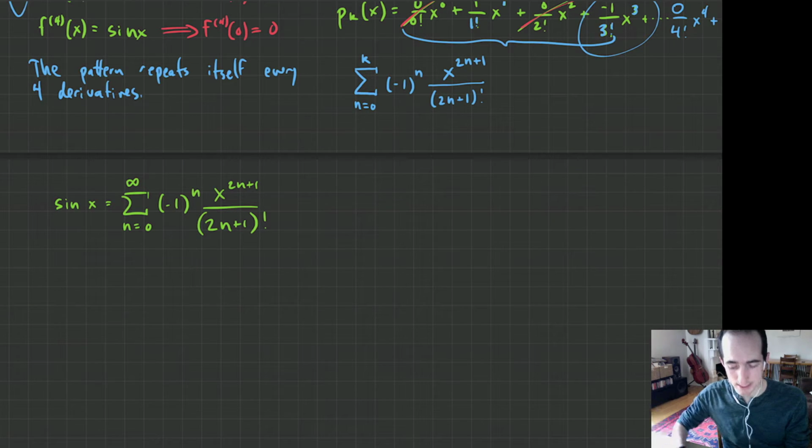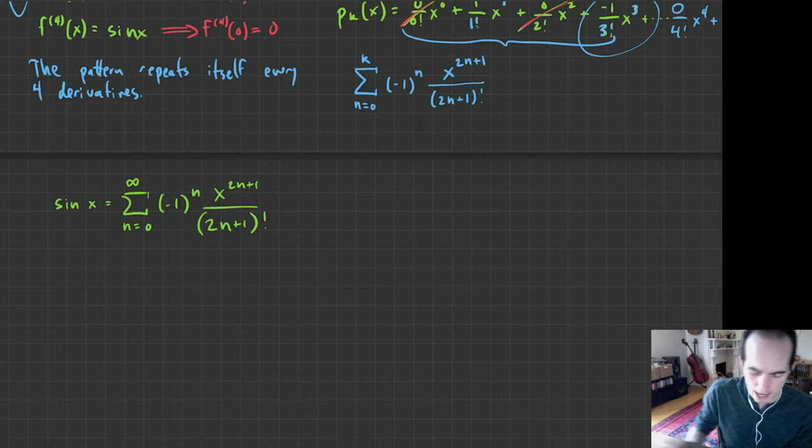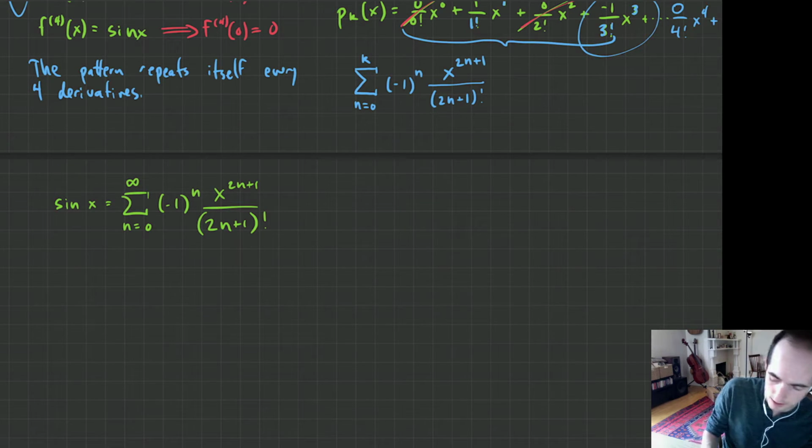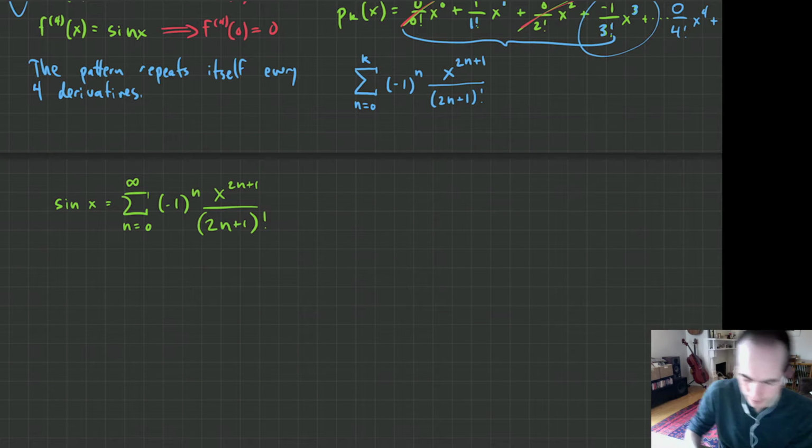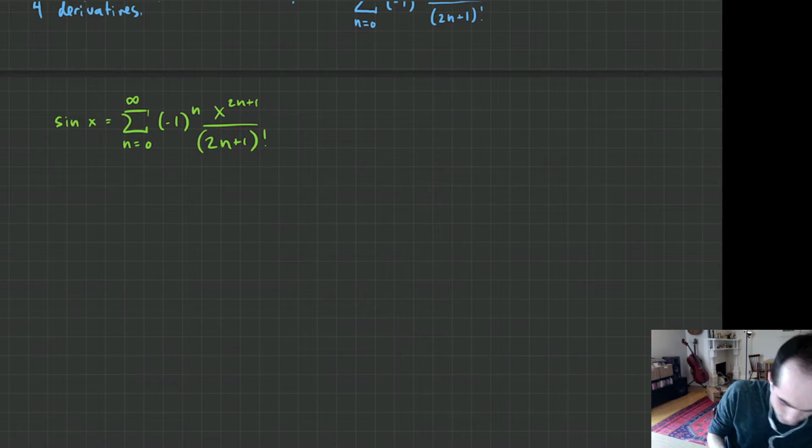So that's what sine of x is equal to. It's actually equal to that. So it's the limit as k goes to infinity of this thing, or in other words, we'll just have that upper bound be infinity.